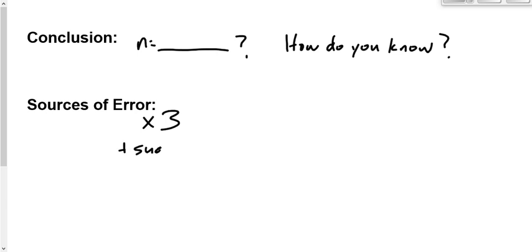There was a couple groups that identified something in the last class. As they were working, they fixed them and then kept going. Is that a good source of error? Yes. Yeah, it is. Sure it is.